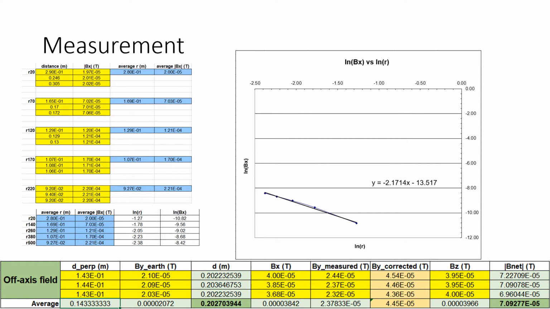So these are my measurements I took during the experiment. From the on-axis value I measured, I could generate the graph on the right to get my n value and my ln k value, which is minus 2.1714 as the n value and minus 13 as the ln k value. And on the bottom is my off-axis magnetic field value, the measurements I got. So I think the graph clearly states what each number means, so I won't elaborate deeply on this.